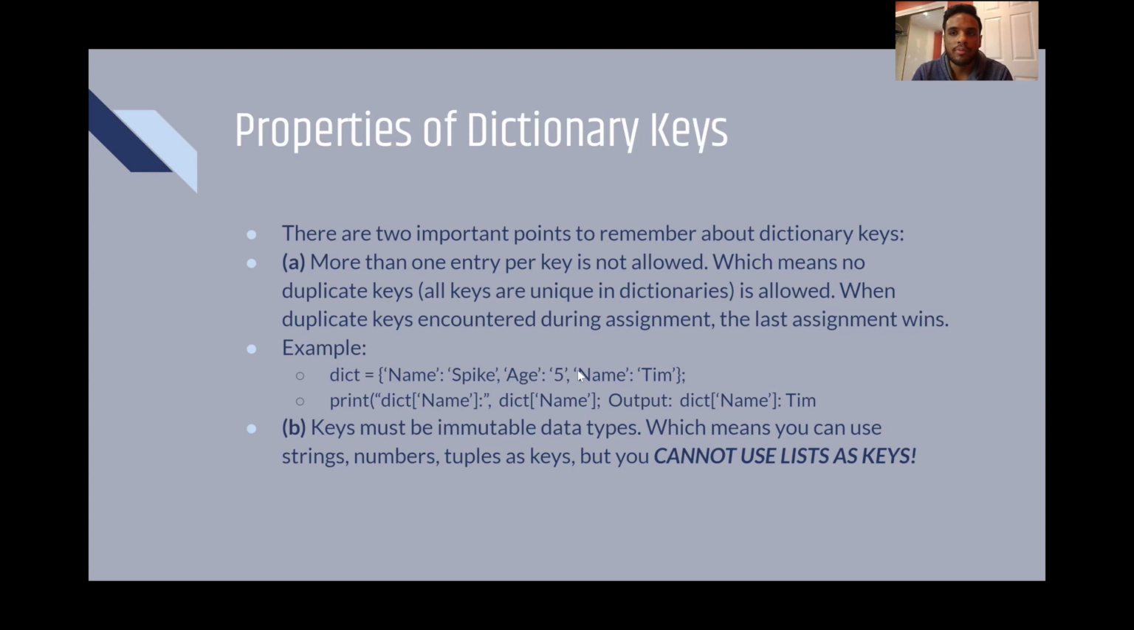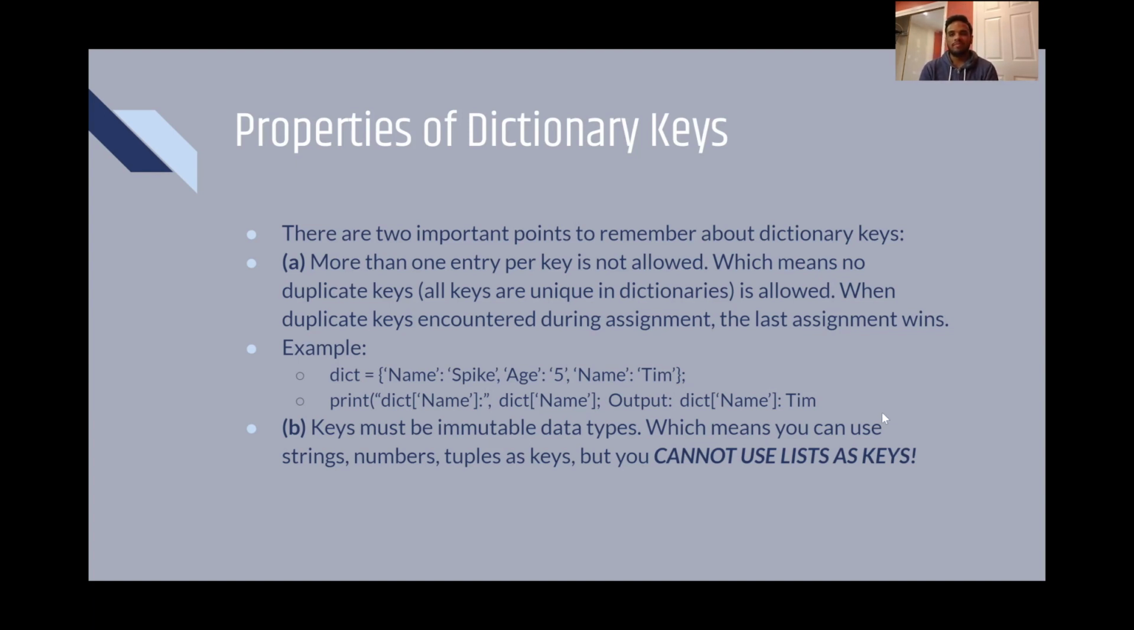You should never have two duplicate keys like this. That's because in Python, dictionary keys are unique. But in case you do have two duplicate keys, the last assignment wins. So this is the last assignment in the dictionary. When you try to print out the name, it will print out Tim. It will not print out Spike. It will print out Tim, just because that is the last assignment in that dictionary.